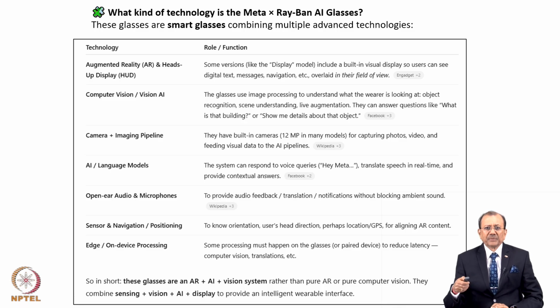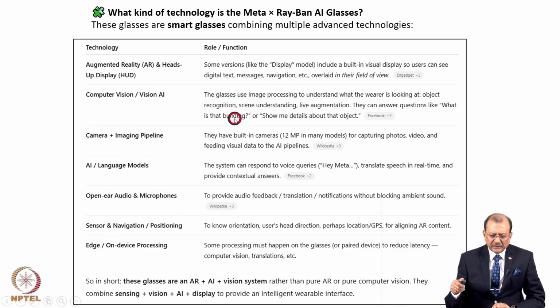This kind of Meta glasses has been built with the help of the convergence of these kinds of technologies. On one side computer vision, camera, AI language model. So as we started this second week with the theme of convergence, you will see a very great example of convergence in this kind of gadgets, which start coming in the market now.